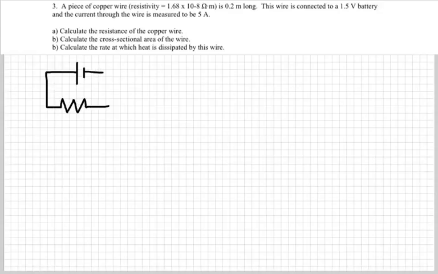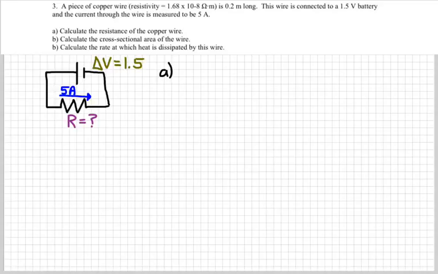I'm going to represent the wire just as a resistor, and then act like it's connected via other wires back to the battery. We know that this is 1.5 volts. Then we've got a 5 amp current going through that resistor, and the resistance of the wire is unknown. And that's the first thing we're being asked to find, the resistance of the wire.